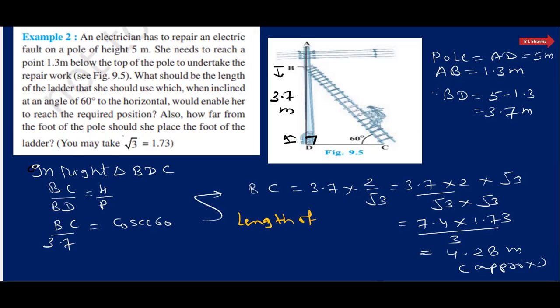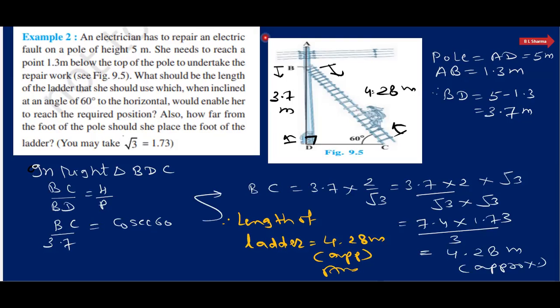So we can write here that length of ladder is 4.2 meter approx. Answer. Means this length of ladder from here to here is around 4.28 meter. Now here are two questions. Second question is how far from the foot of the pole should she place the foot of the ladder? Here this is the foot of the pole and this is the foot of the ladder. What should this distance be?